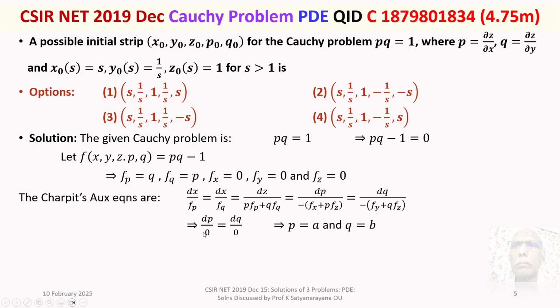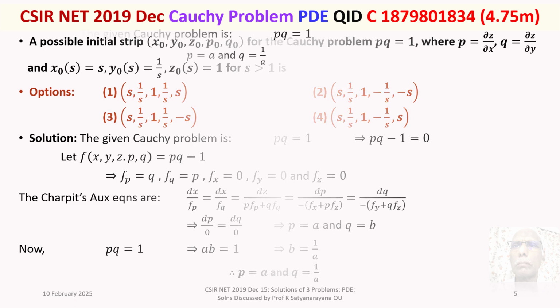Now taking each one of them and integrating, we get dp is 0, so p is equal to a, and dq is equal to 0, so integrating, q is equal to b, where a and b are arbitrary constants. Now pq = 1 will give ab = 1, which gives b = 1/a. Thus we get p = a and q = 1/a.